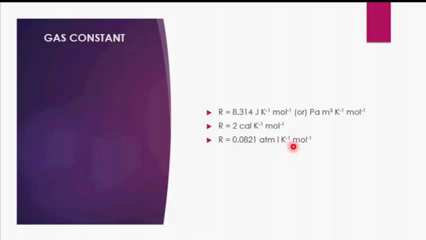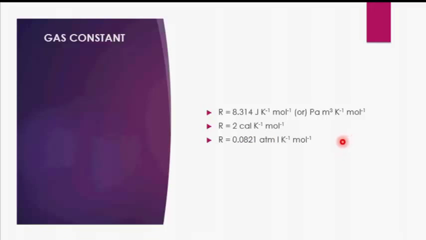How do I calculate this value? It's pretty simple. PV by NT, you just substitute pressure as 1 atmosphere, temperature as 273 Kelvin and mole as 1 mole. So what volume does 1 mole of gas occupy at 1 atm and 273 Kelvin? That is NTP condition, so it is approximately 22.4 liter. You substitute that value and calculate the ratio, and the ratio's value comes out to be 0.0821.